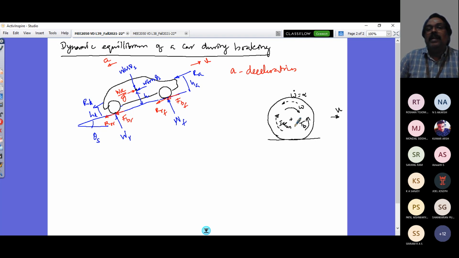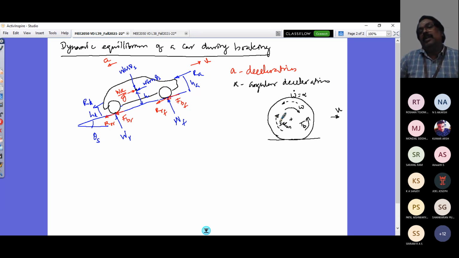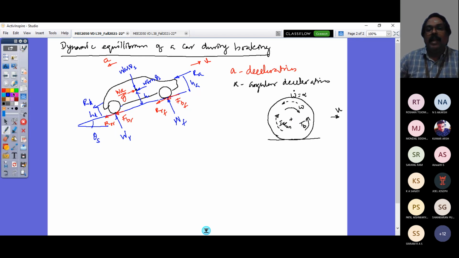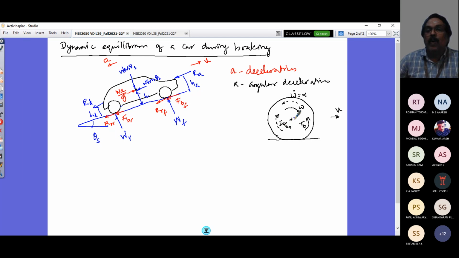This is angular deceleration. So what is alpha? Angular deceleration, and this I times alpha is the inertial couple that ensures dynamic equilibrium. Along with that, what additionally do I have? Of course my load here, that's why I have F here, and I would also have the braking force.